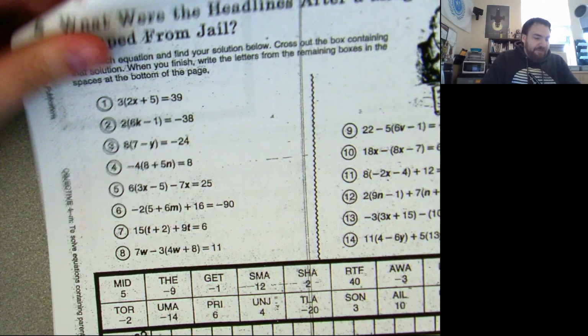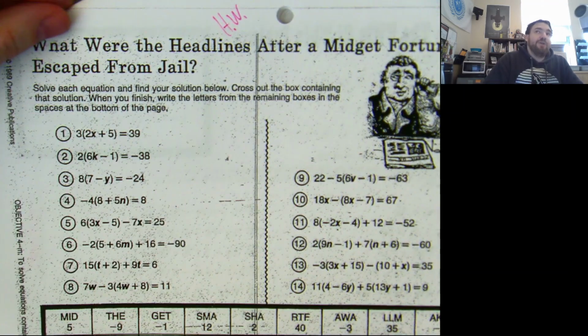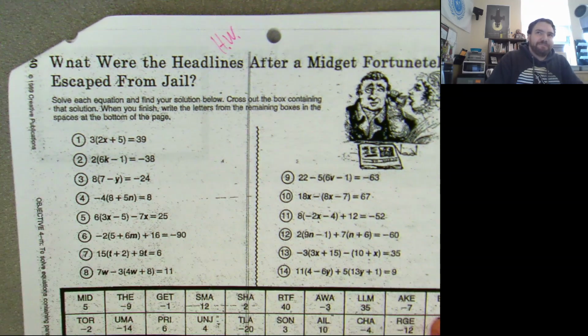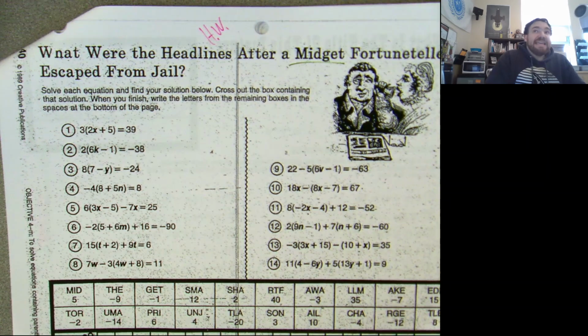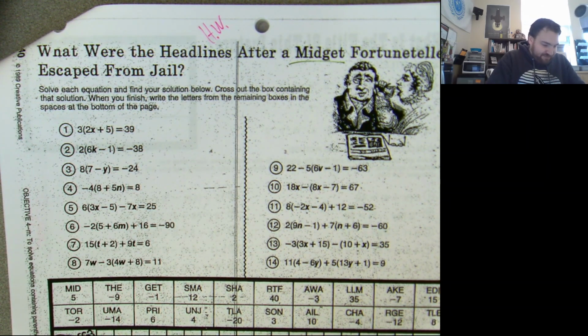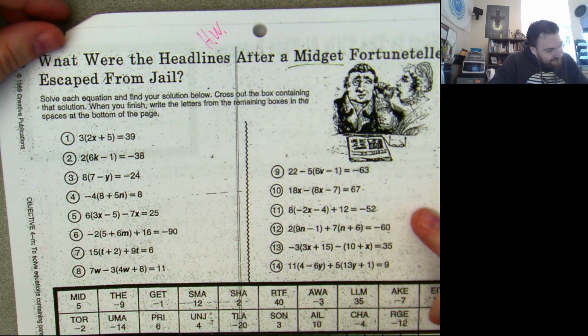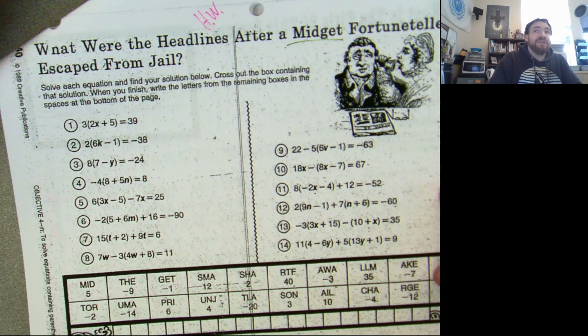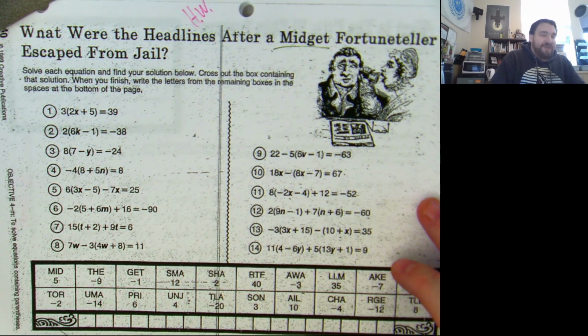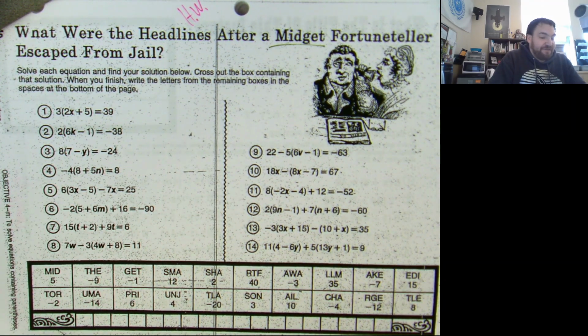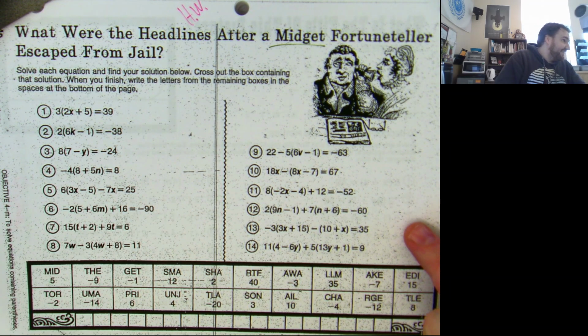What were the headlines after a midget fortune teller escaped from jail? I know, calling someone a midget is no longer politically correct. This was from 1989, so I do apologize if anyone was offended. But what were the headlines after a little person fortune teller escaped from jail? Did anyone get this? Anybody? No? It's a joke perhaps you've heard before.